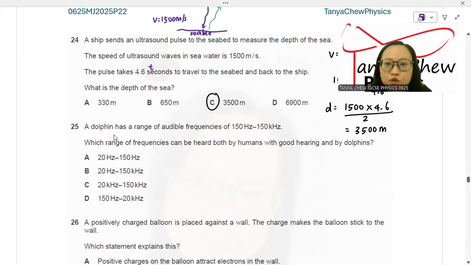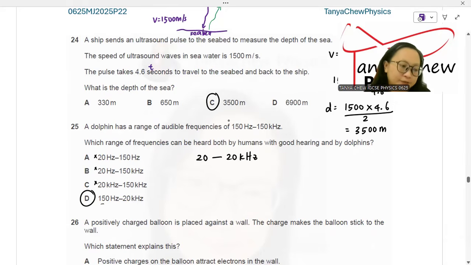Right. Now, number 25. A dolphin has a range of audible frequencies of 150 Hz to 150 kilohertz. Which range of frequencies can be heard by both humans with good hearing and by dolphin? Humans with good hearing can hear 20 to 20 kilohertz. But 20 Hz cannot be heard by dolphin, so you cannot choose 20. You have to choose 150 hertz to 20 kilohertz, within the range of healthy human hearing. Yes, D is the answer.